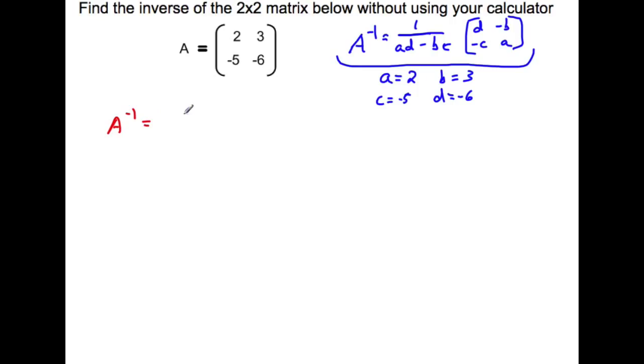Inverse of A, well, we create this fraction first, 1 over our determinant, so A times D minus B times C. And then we multiply by our adjugate matrix here. Okay, so that's the basic process. Now it's just a little bit of algebra and then some really basic matrix multiplication.